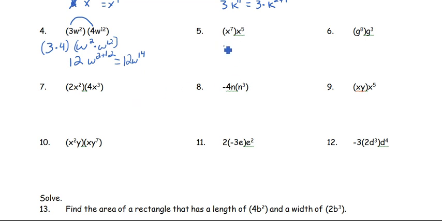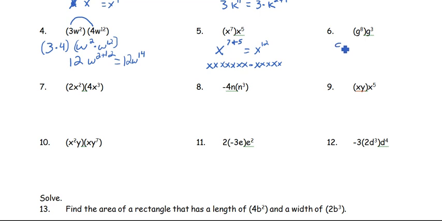So let's look at 5. x to the 7 plus 5, which equals x to the 12th. And we could write that out: 1, 2, 3, 4, 5, 6, 7, and 1, 2, 3, 4, 5. And if you count them all up, there are 12 x's.